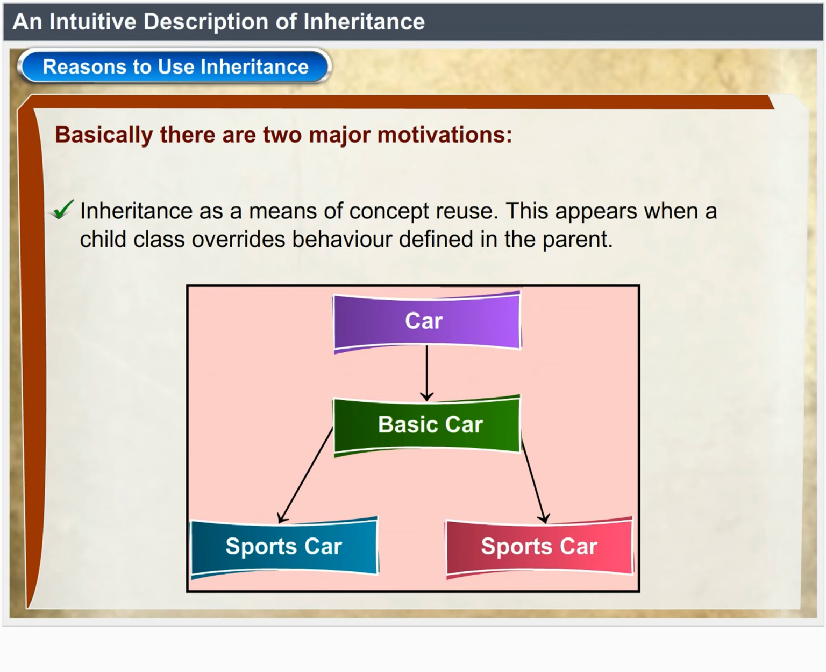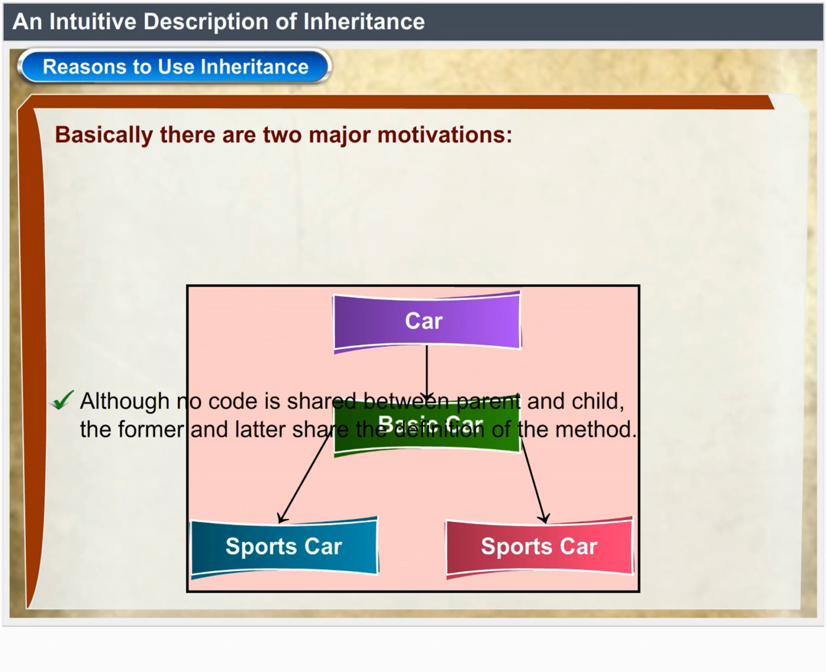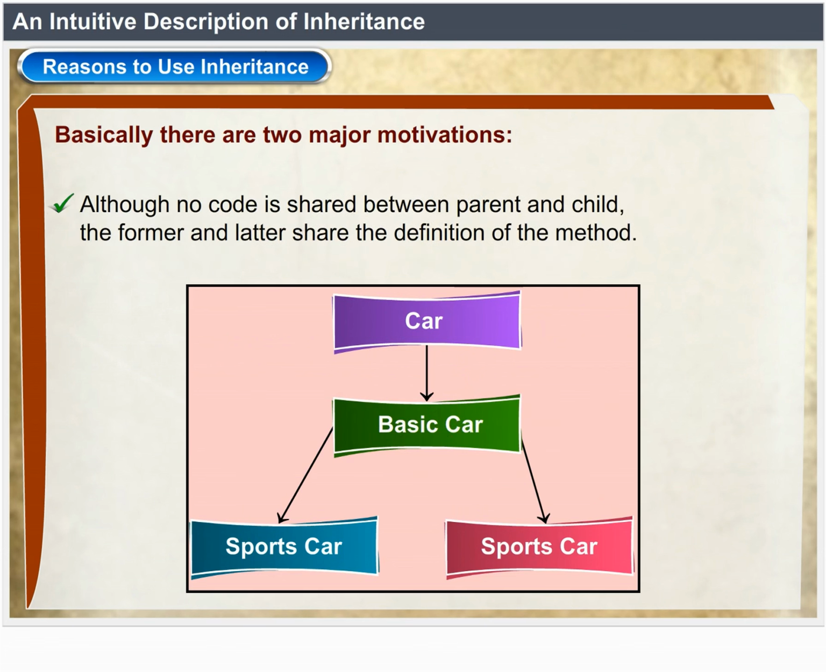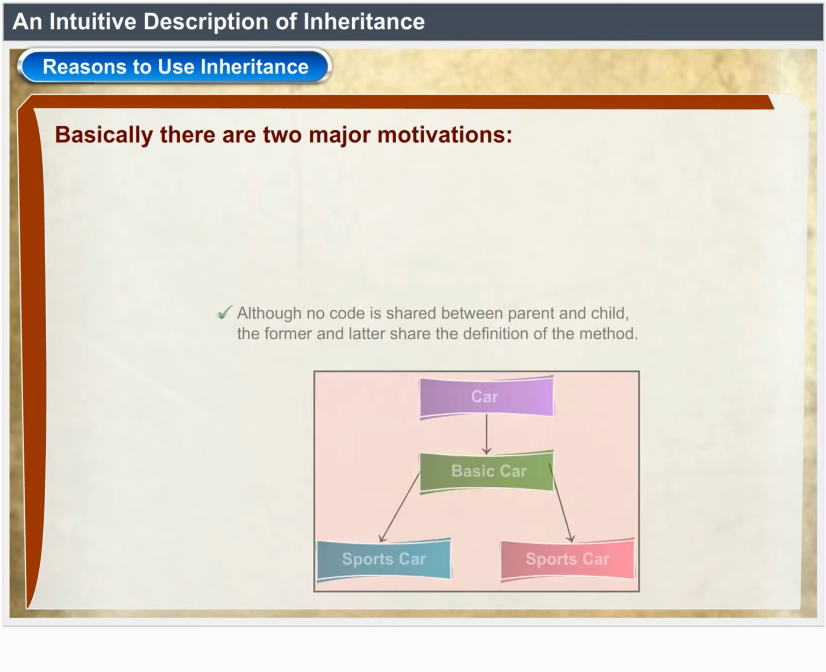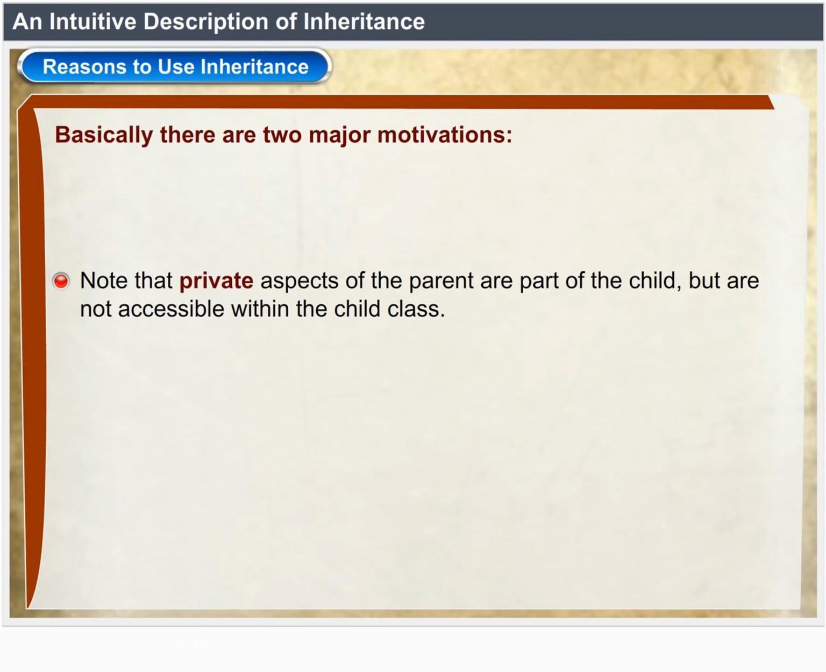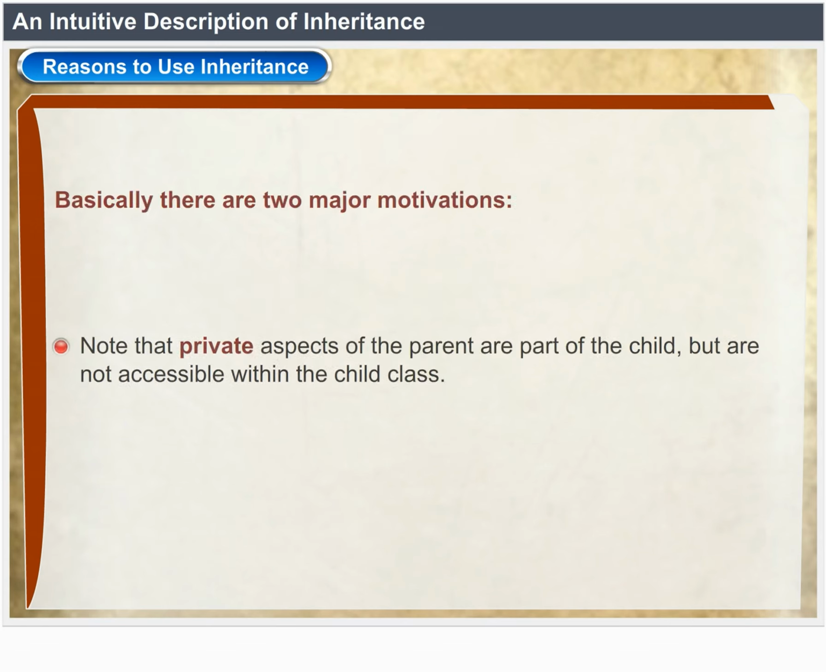Inheritance as a means of concept reuse. This appears when a child class overrides behavior defined in the parent. Although no code is shared between parent and child, the former and latter share the definition of the method. Note that private aspects of the parent are part of the child, but are not accessible within the child class.